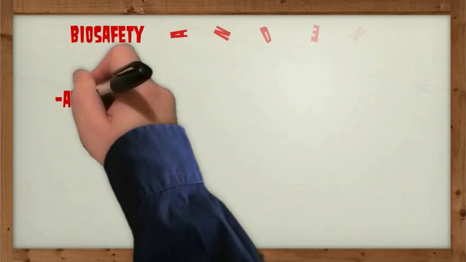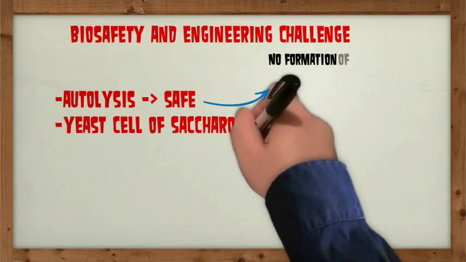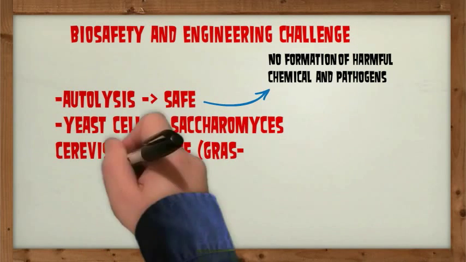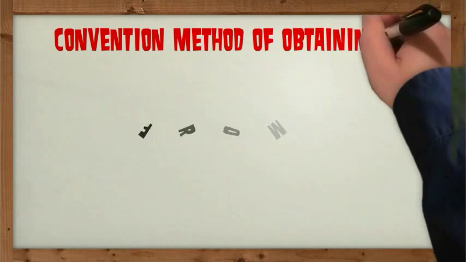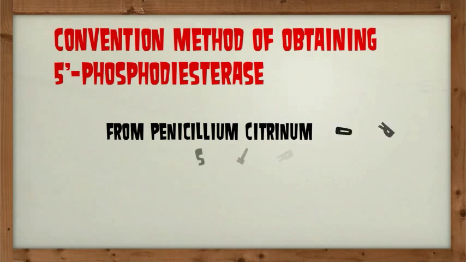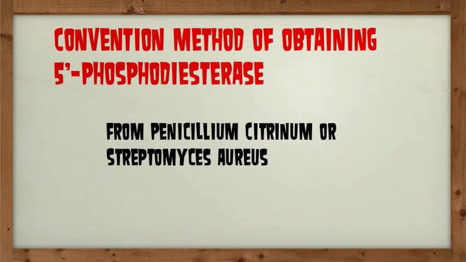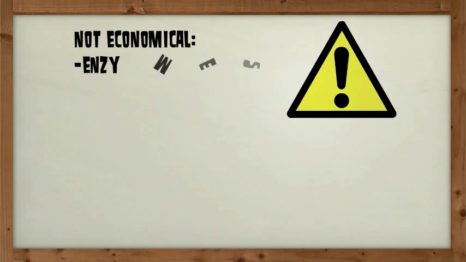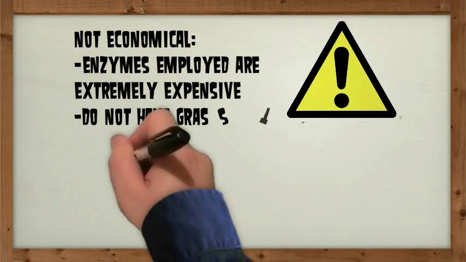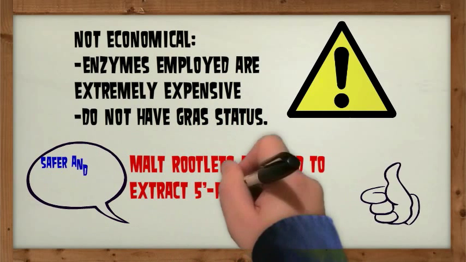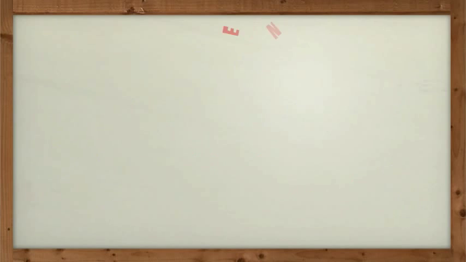Yeast extract production by autolysis is considered safe as it does not produce any harmful chemical or pathogen. The use of yeast cells of Saccharomyces cerevisiae is generally recognized as safe. According to a conventional method, 5' phosphodiesterase is extracted from Penicillium citrinum or Streptomyces aureus. This method is not economical as the enzymes employed are extremely expensive and do not have generally recognized as safe status. Therefore, malt rootlets are used as a safer and more economical alternative.